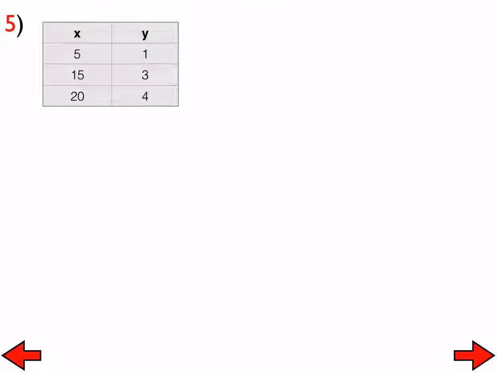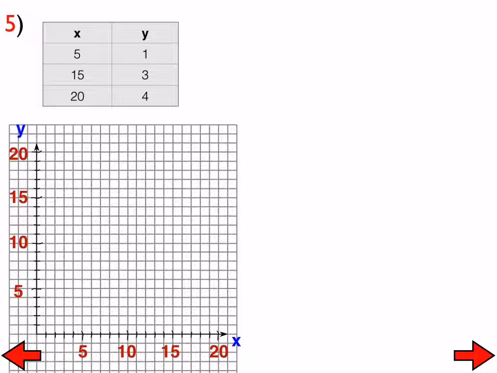All right, number 5. Graph would look like this. We can go by ones on our scale. So we have 5 comma 1, 15 comma 3, 20 comma 4. We have a linear situation that goes through the origin, so we know it's proportional.